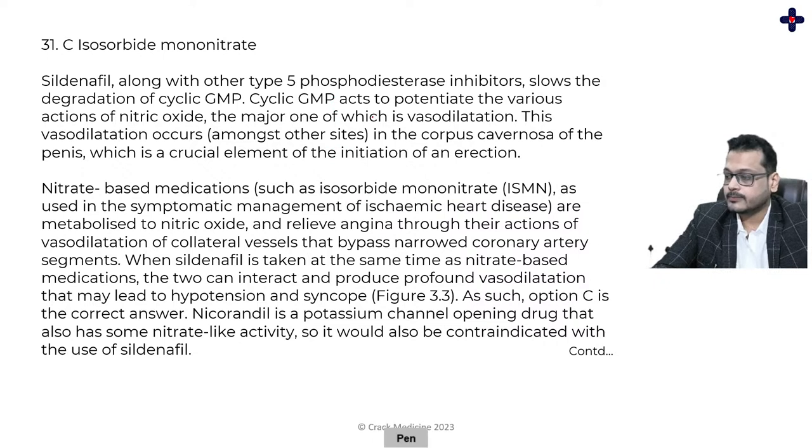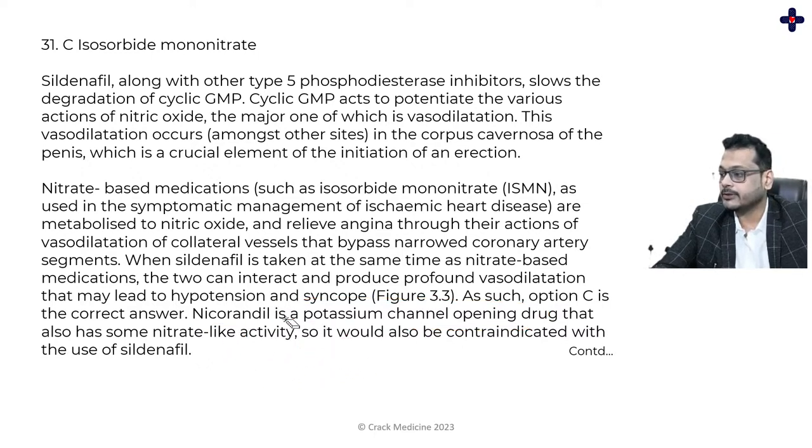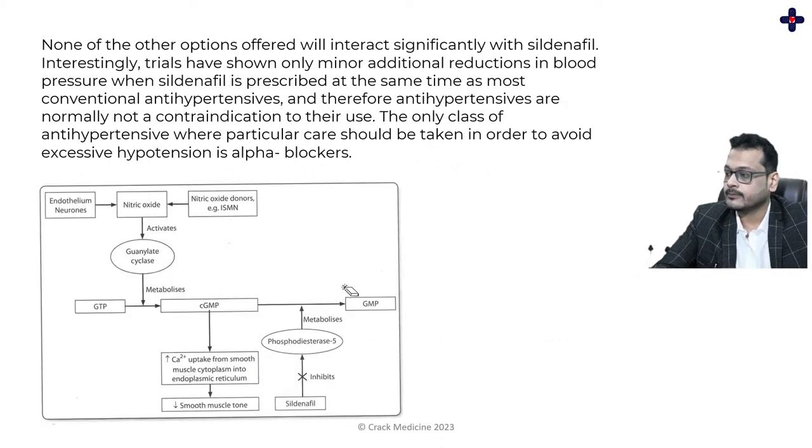So, another drug which is contraindicated concomitantly with sildenafil is nicorandil, which is a potassium channel opener, okay? Now, please remember, guys, the class 3 antiarrhythmic drugs of the Vaughan-Williams classification are potassium channel blockers, okay? But nicorandil is a drug which is a potassium channel opener. So, these are the nitty-gritty facts that you need to remember in your exam, okay?